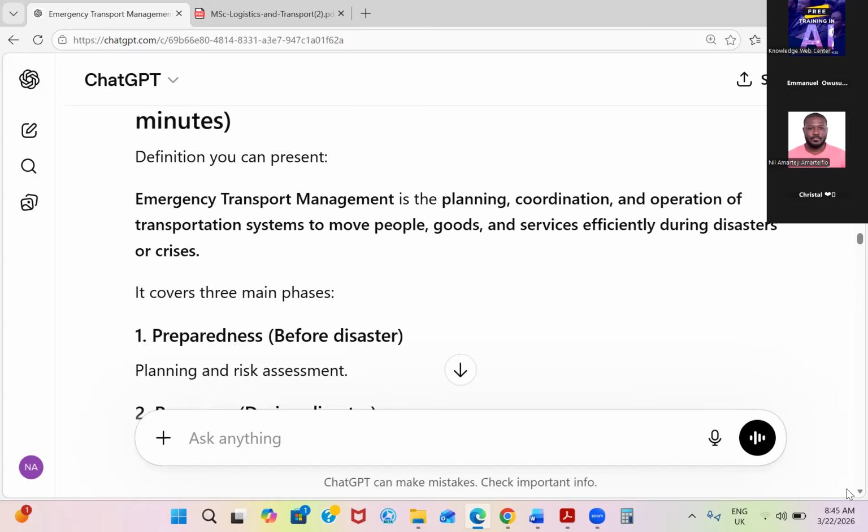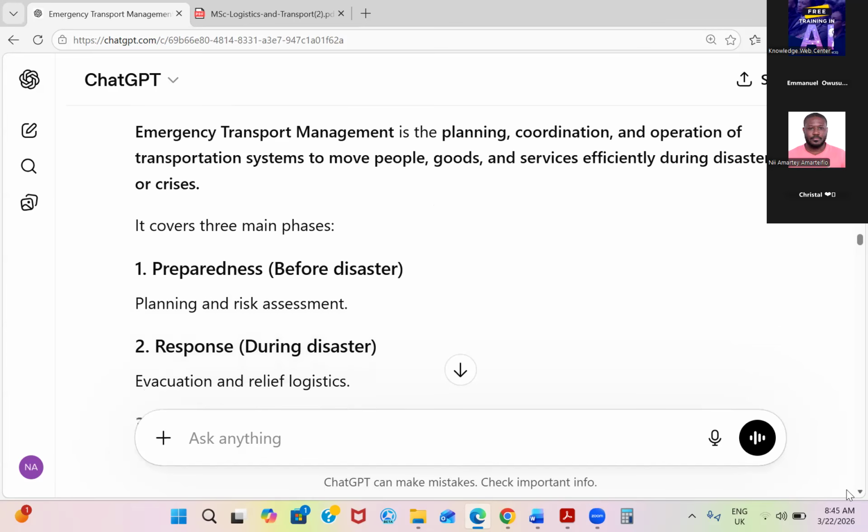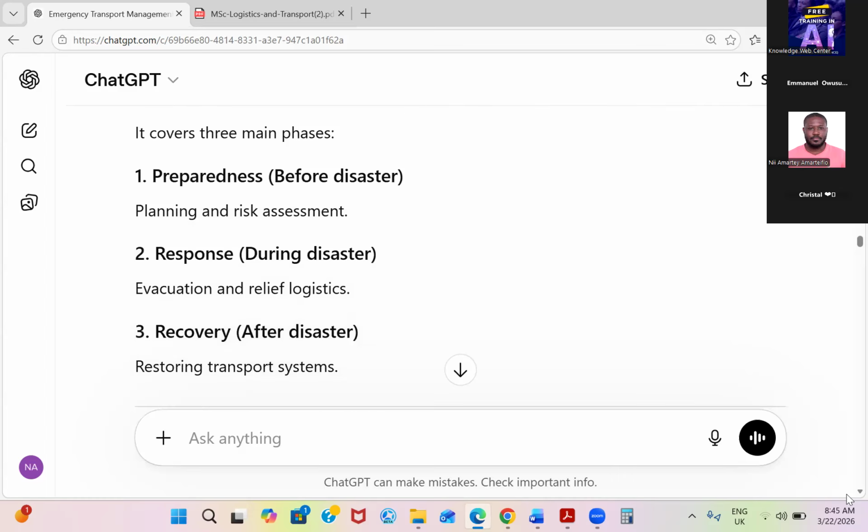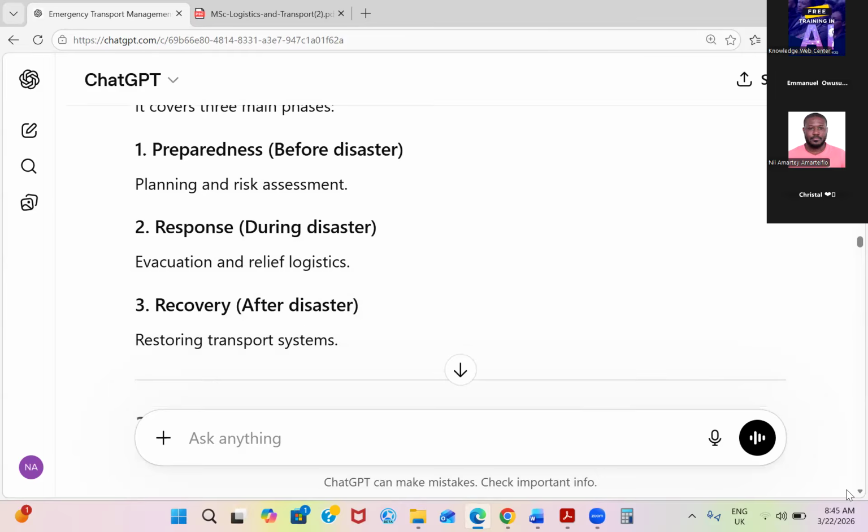So let's continue. It covers three main phases. That is the definition it gave in the earlier one I read. Preparedness: disaster planning and risk assessment. Response during disaster: evacuation and relief logistics. Recovery after disaster: restoring the transport system.